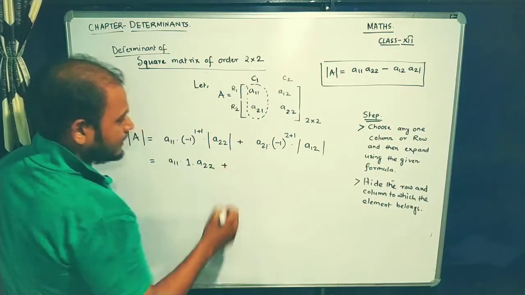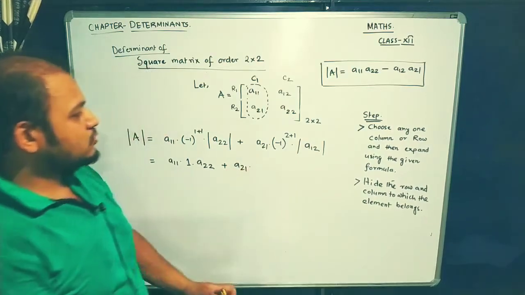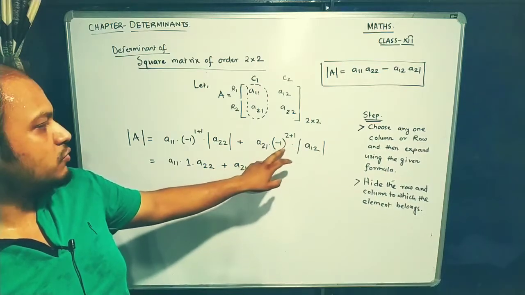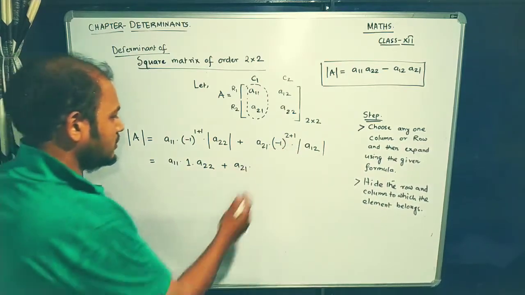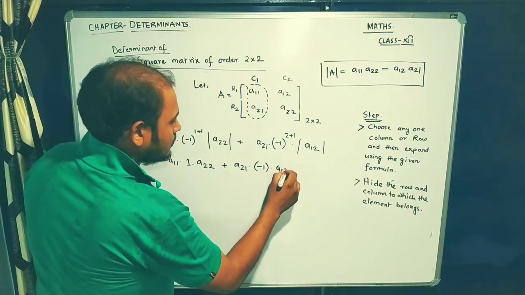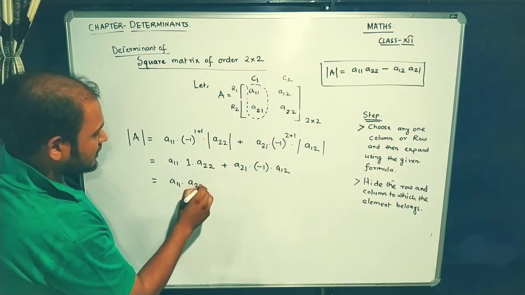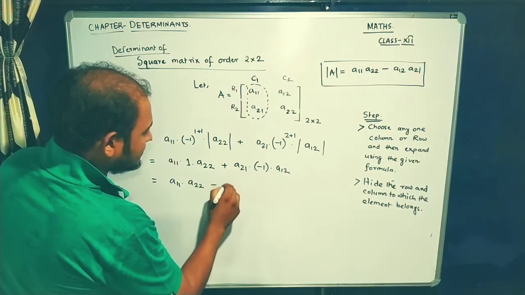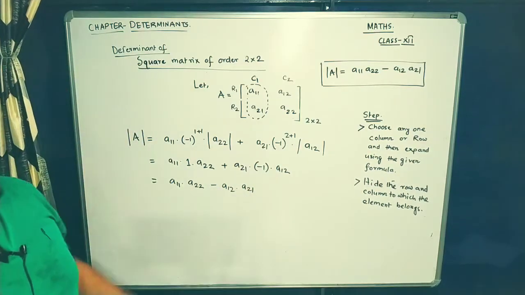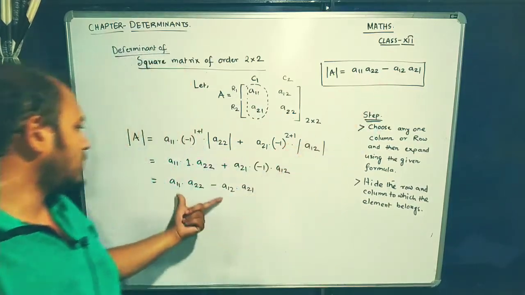Then plus A21, -1 to the power 2 plus 1 is 3. So -1 to the power 3 is an odd number. -1 to the power any odd number is -1. So we will have a -1 here. Then this is A12. So here we get A11 A22, then minus A12 A21. So in this case also, selecting the first column gives me the same result. See, both these determinants are equal.